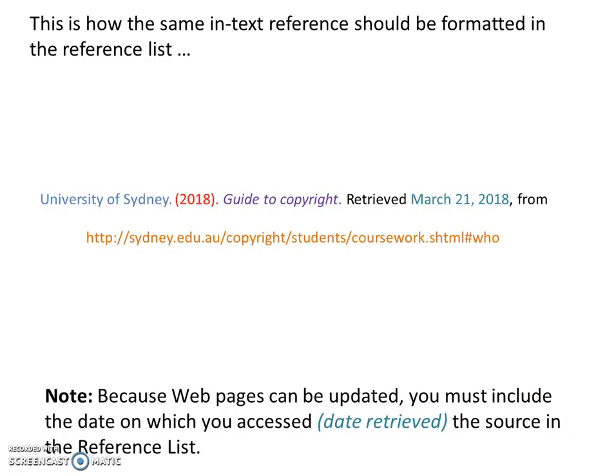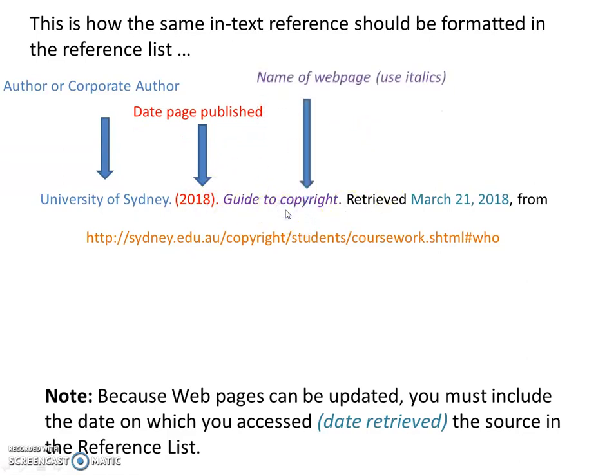This is how the same in-text reference should be formatted in the reference list. We have our author, or our corporate author in this case, the date the page was published. Next we have the name of the web page, and you use italics for this. Finally, we have the date the information was retrieved.